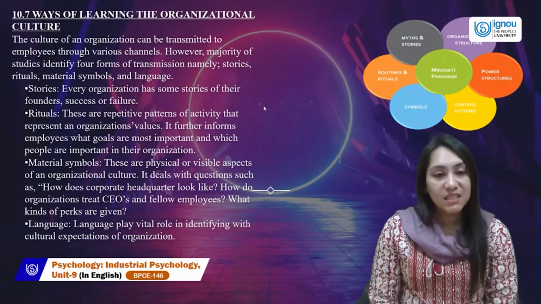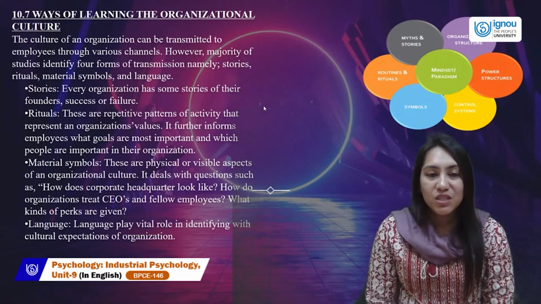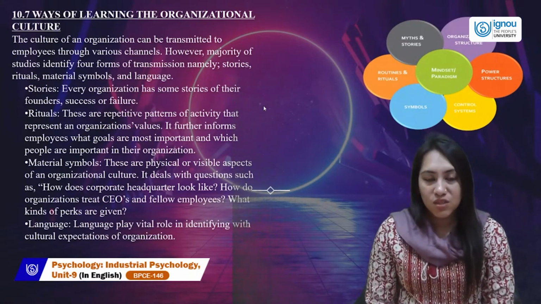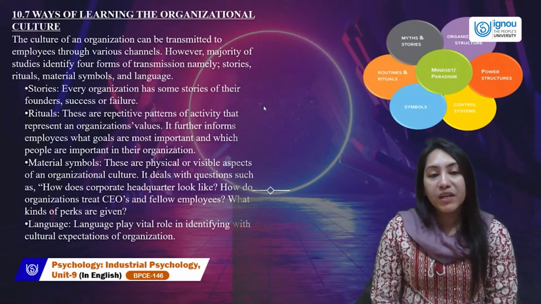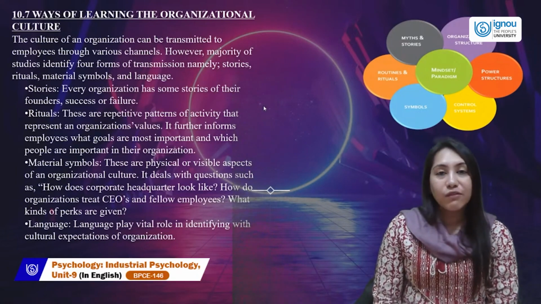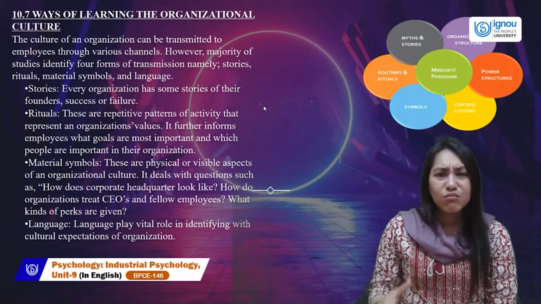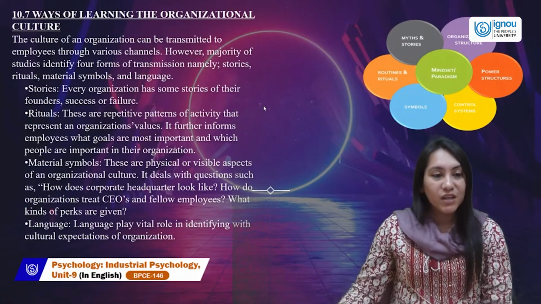Then we have material symbols. Material symbols are something more visible and evidently available in front of you in an organizational culture. It deals with questions such as, how does the corporate headquarters look? How does the organization treat CEOs and fellow employees? What kind of perks are given? So these are some material symbols that you have. What kind of power structure do we have in the organization?